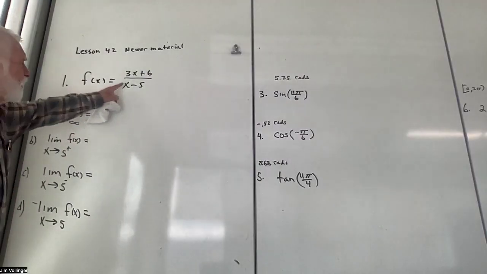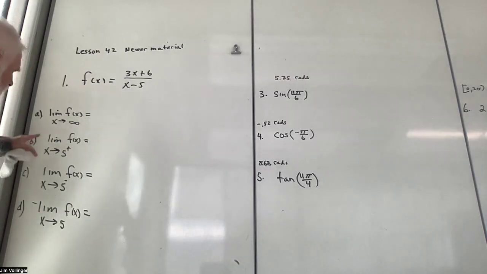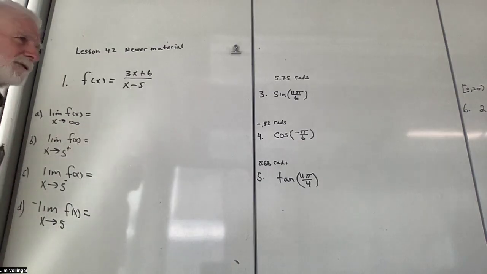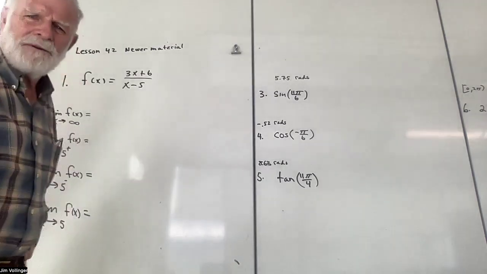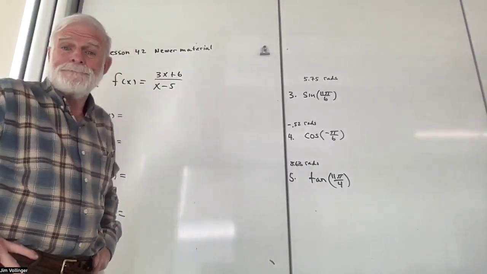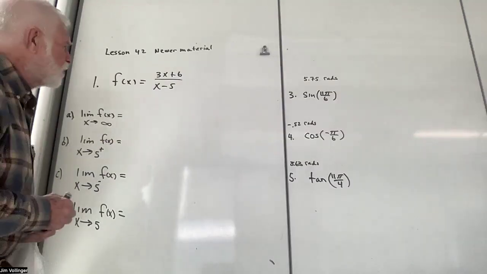So you're going to sketch f of x. It's a rational function, 3x plus 6 over x minus 5. And then we're going to answer these limit questions as x becomes a certain value. What are the y values in the table? Can we see some trends or maybe not? Let's find out. All right, so what are the immediate things that one sees here?